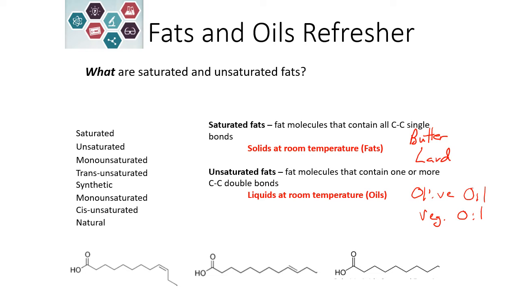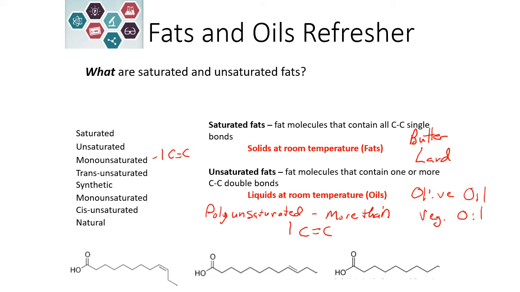Monounsaturated means that there is only one carbon-carbon double bond. We can also have something called a polyunsaturated. Any ideas what that may be? That means more than one carbon-carbon double bond. So for polyunsaturated, more than one carbon-carbon. Monounsaturated means only one carbon-carbon double bond.